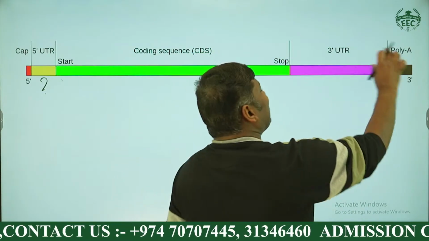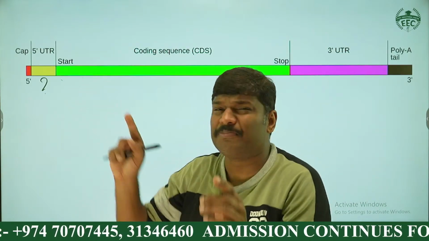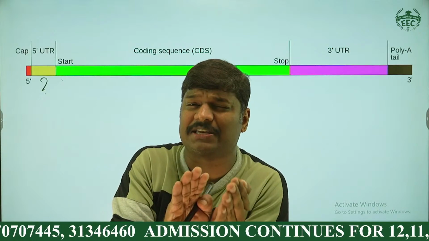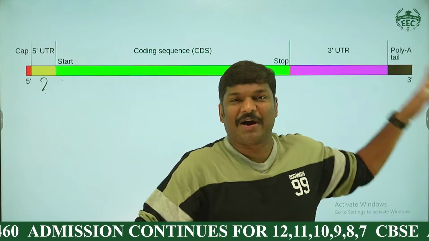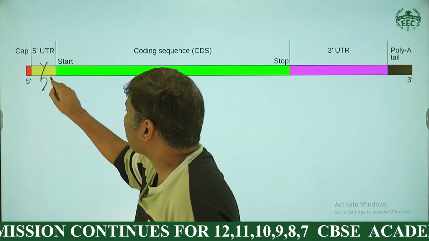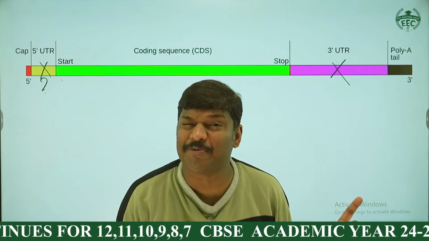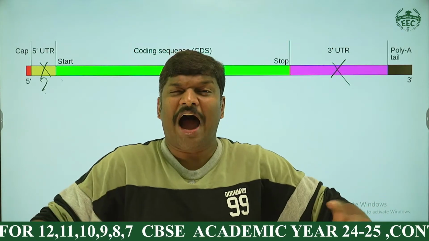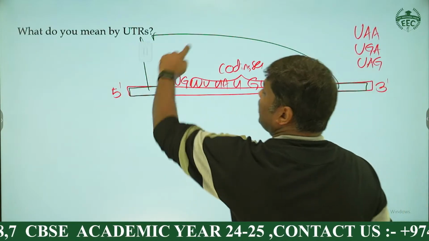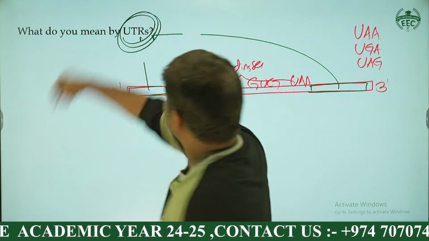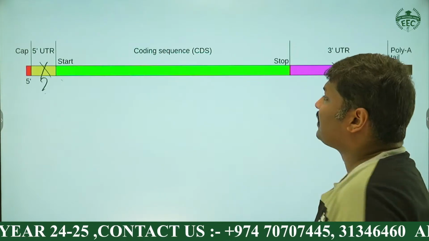And here you can see the 3' UTR. The 5' UTR is comparatively smaller than the 3' UTR. There is no translation from the 5' UTR, and there is no translation from the 3' UTR. Both the 5' UTR and 3' UTR together are called the untranslated region, UTR. That is a question asked. Clear or not? What do you mean by UTR? Okay, so that is the untranslated region.